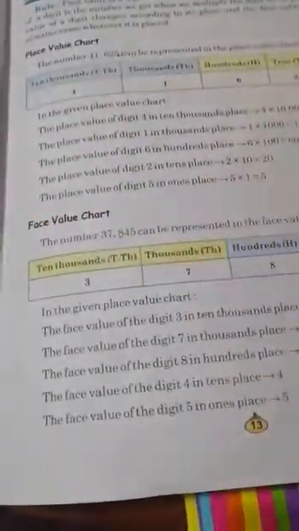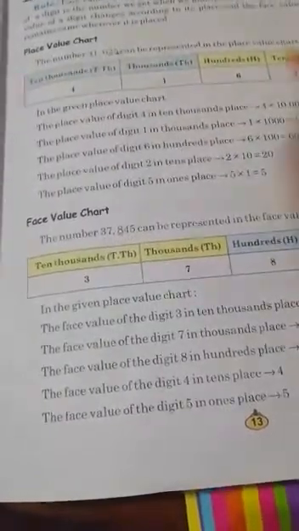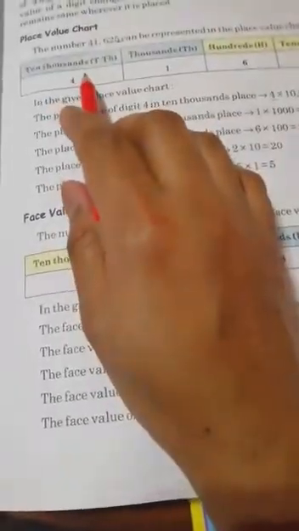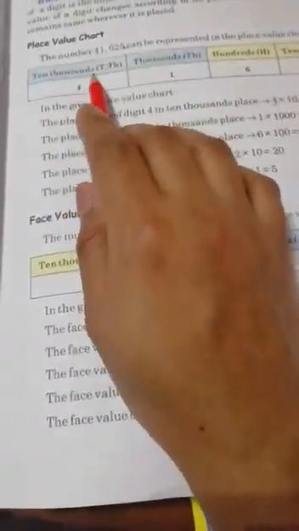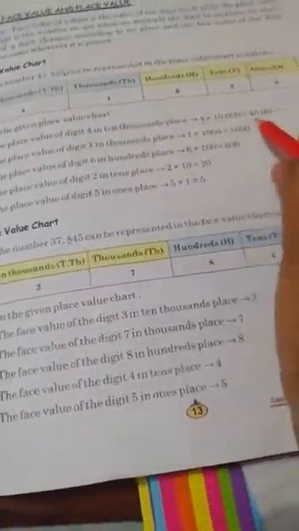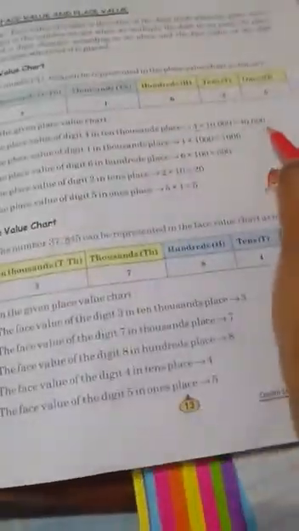Now we come to the place value. To know the place value of a digit, we just have to know the digit. So we take the 4, and 4 is in which place? 10,000 place. So we have 4 and the place is 10,000. So 4 multiplied by 10,000 is 40,000. So the place value of 4 is 40,000.